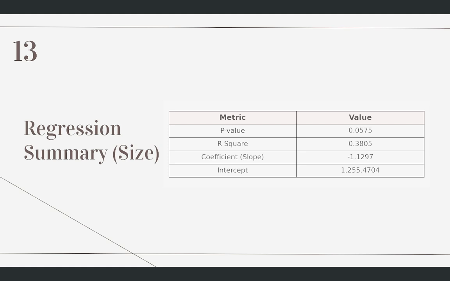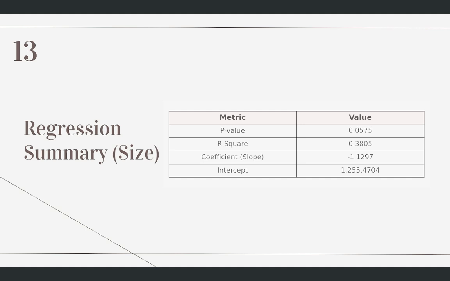The p-value is 0.0575. This is slightly above 0.05, so the relationship is not statistically significant. The R-square shows about 38% of the variation in rent is explained by land size. This is a moderate fit. About the slope, surprisingly, it is slightly negative, meaning the model suggests rent decreases with land size. But again, this is not statistically significant.